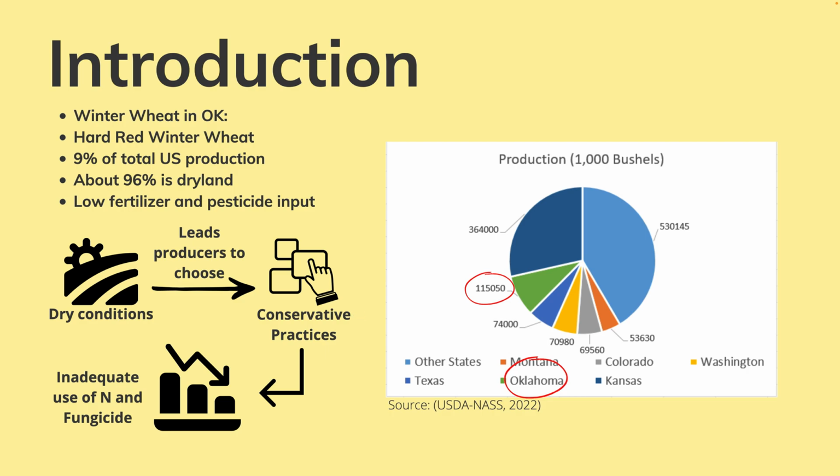To begin, winter wheat in Oklahoma. What type of winter wheat is produced here? In Oklahoma, we have the hard red winter wheat, and this type of wheat is used for bread. The milling characteristics are good for bread, croissants, hard rolls, and some types of Chinese noodles.